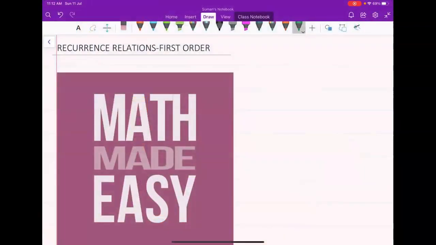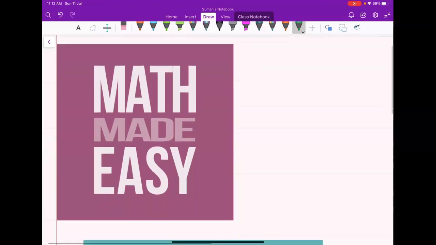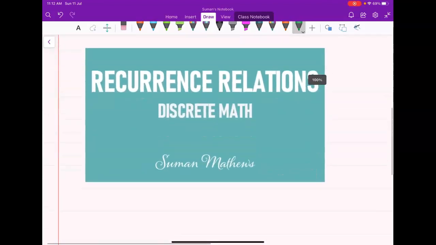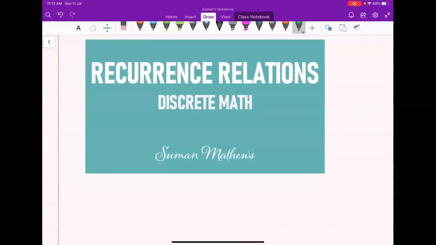So hello everybody, I am Suman Matthews and today we will be discussing first order recurrence relations. This is a part of discrete mathematics. I have been a math educator for close to 3 decades and I am just trying to simplify this topic for you. This is used extensively in combinatorics and also in computer science.